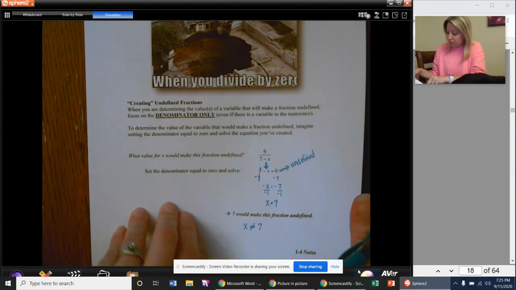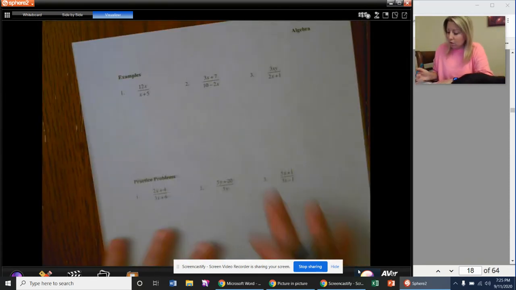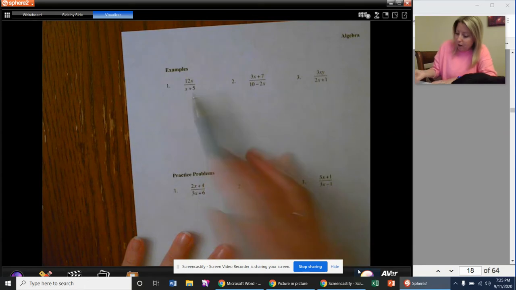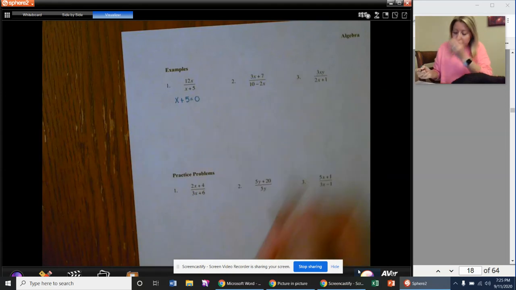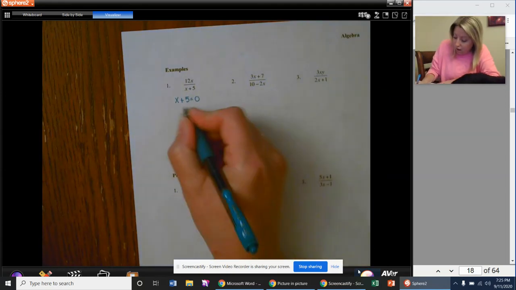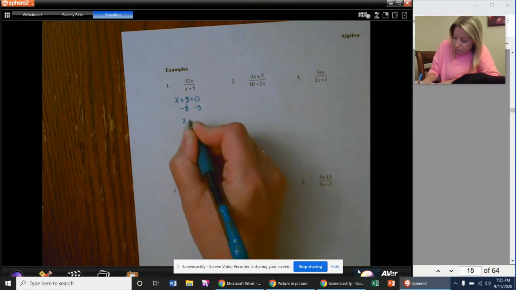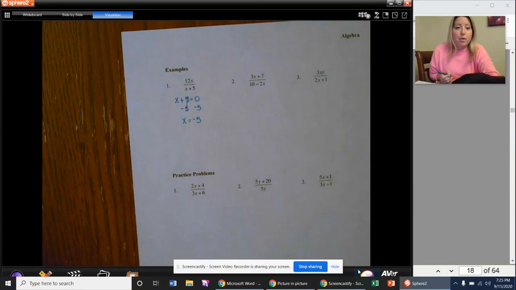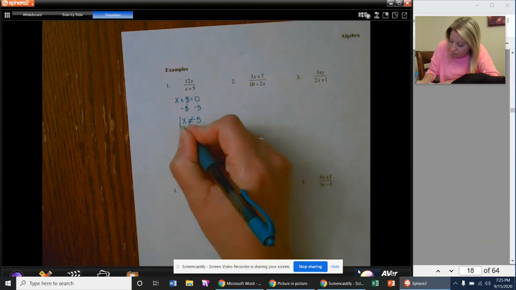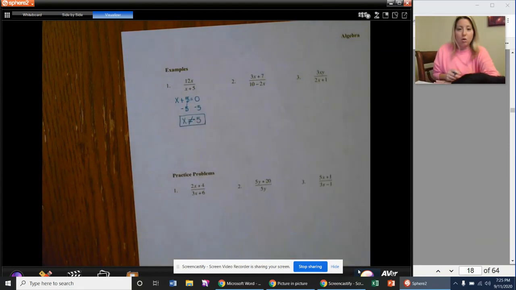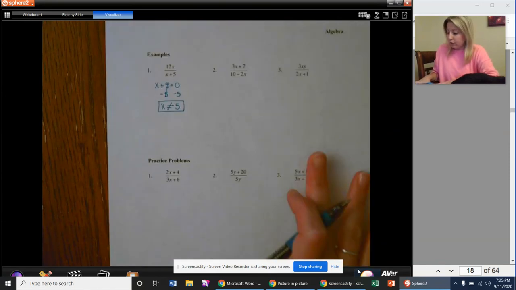Let's look at some other examples. Okay? Again, only looking at the denominator. Take this out. x plus 5 equals 0. So set it equal to 0. And then get x alone. So the opposite of positive 5 is negative 5. Subtract 5 from both sides. You get x equals negative 5, which is what would make this fraction undefined. So what we say is x cannot equal negative 5. Okay? That's how we state our final answer for values that would make our fractions undefined.